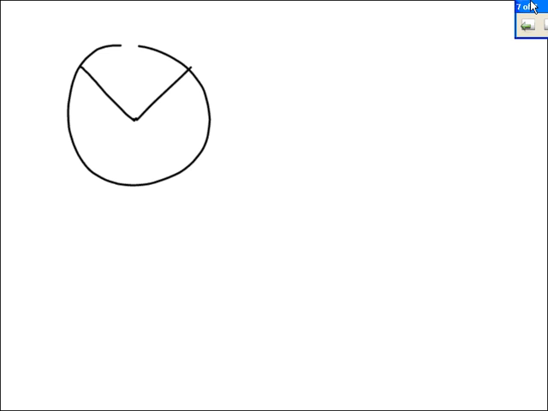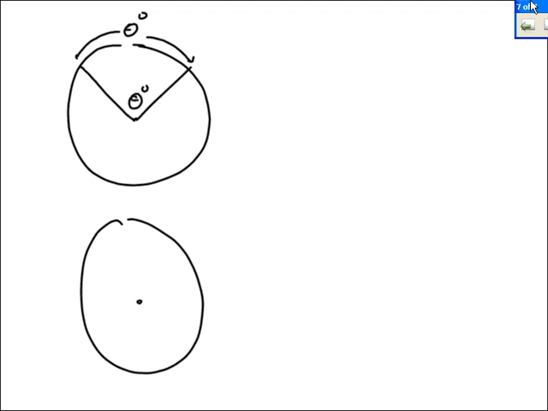Now, it turns out that if you have an arc, or central angle, and this angle is 30 degrees, then the arc is also 30 degrees. The arc is also theta degrees. In other words, if this angle is 43 degrees, then this arc is 43 degrees.